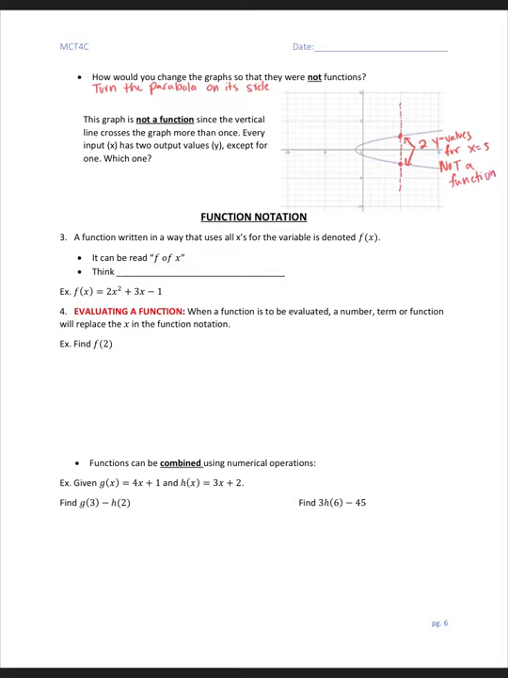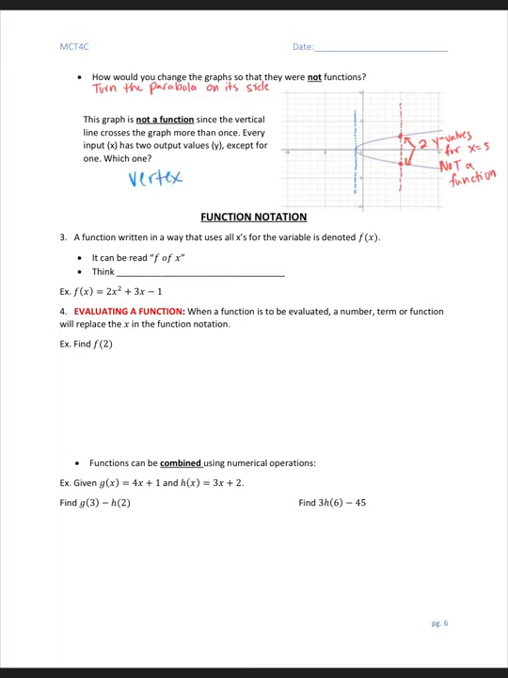Okay, so this graph is not a function since the vertical line crosses the graph more than once. Every input has 2 output values, except for which one? So where could I draw a vertical line that would only cross the graph once? Well, if I was here, it's going to cross twice. Here, it's going to cross twice. Where can I draw my vertical line so that it's only going to cross once? There's only one point that isn't symmetrical to another point, and it's this point right here. So that is my vertex when the parabola is upright. So the one that only has one output is going to be our vertex.